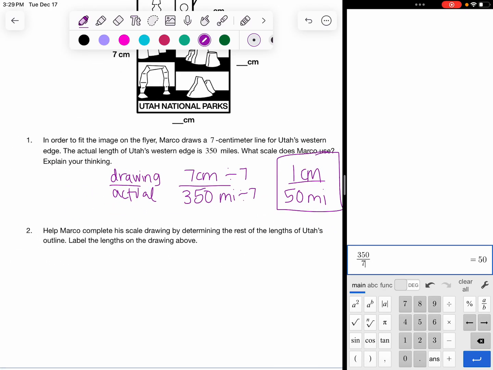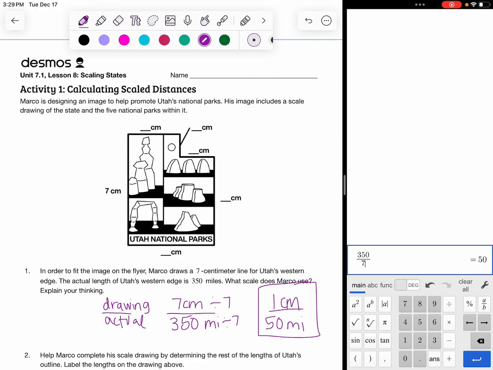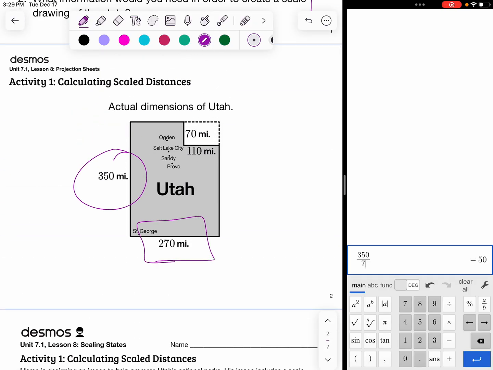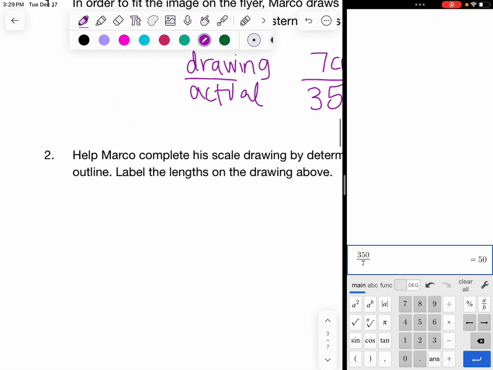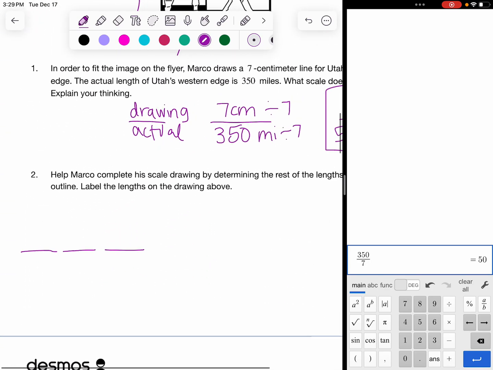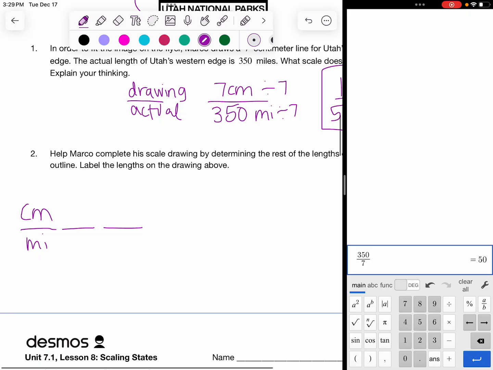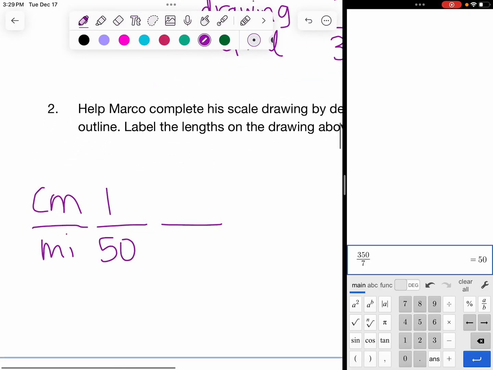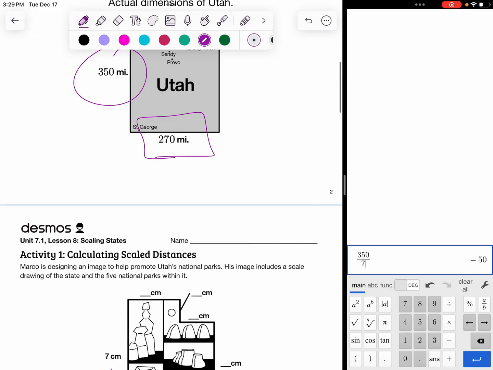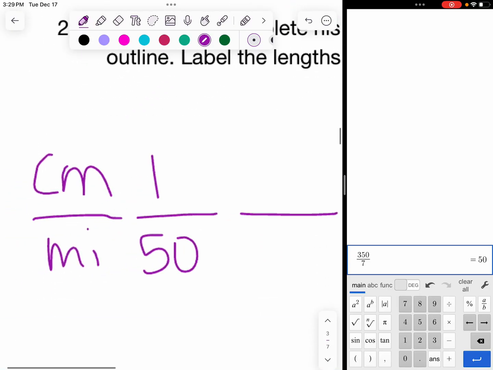All right, number 2, we need to help Marco complete his scale drawing by determining the rest of the lengths of Utah's outline. So if we take a look, we need to fill in all of those numbers. So let's start moving to the bottom. So we know that the bottom edge is 270 miles. So we're going to set up our butterfly. We're talking centimeters and miles. And we know our scale is 1 centimeter to 50 miles. And the bottom edge is 270 miles. So that goes on the bottom, X on top, we do our butterfly.